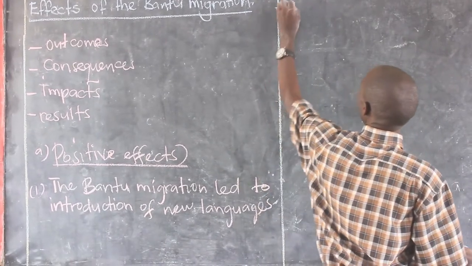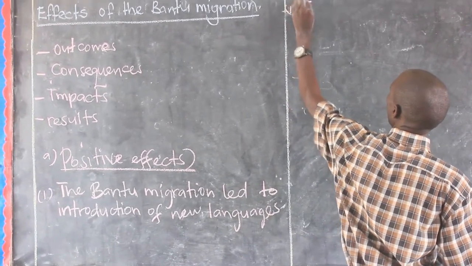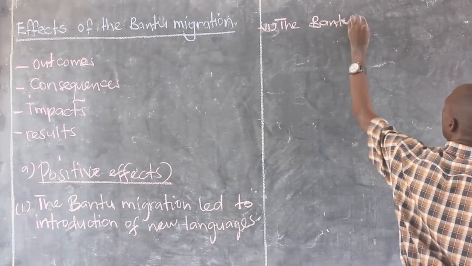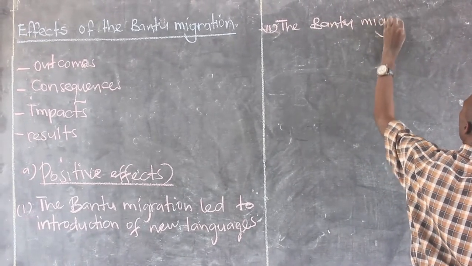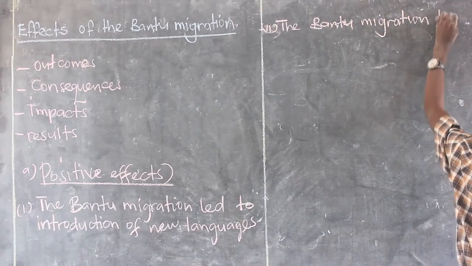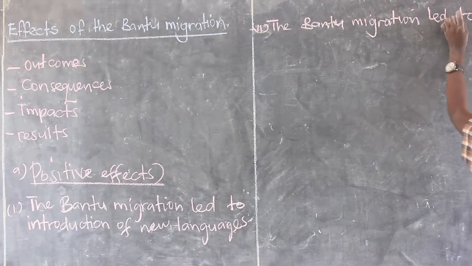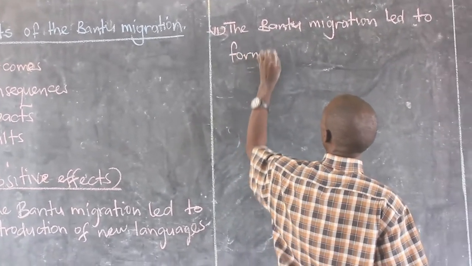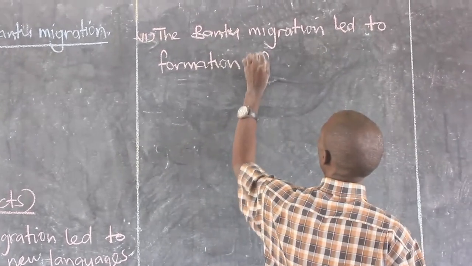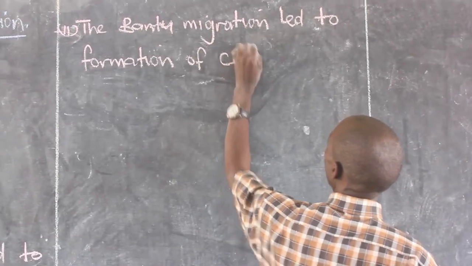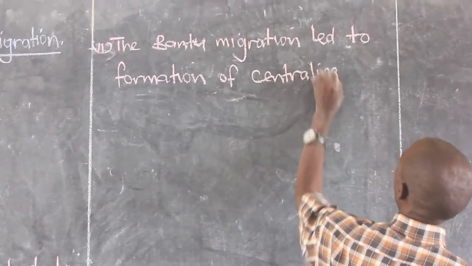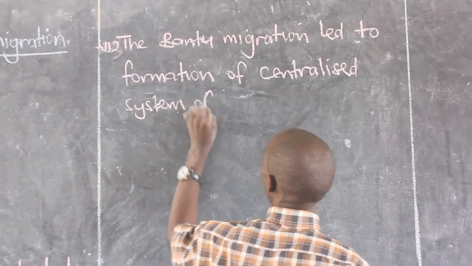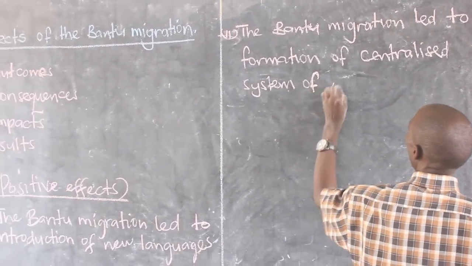Number two, the Bantu migration led to formation of centralized system of administration.